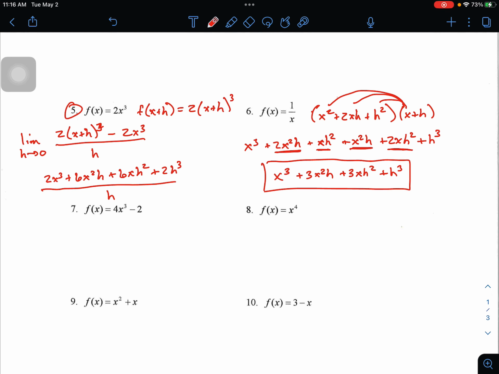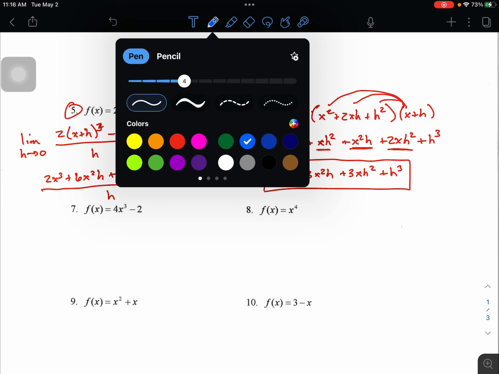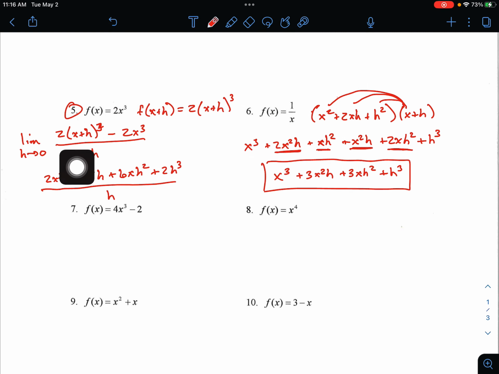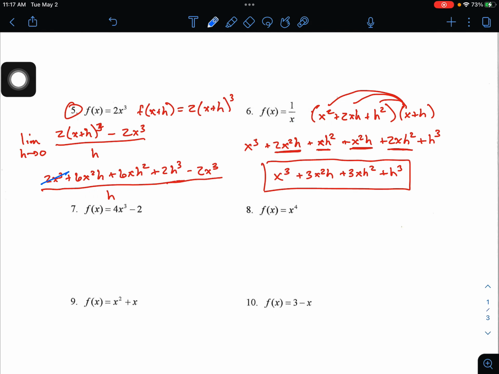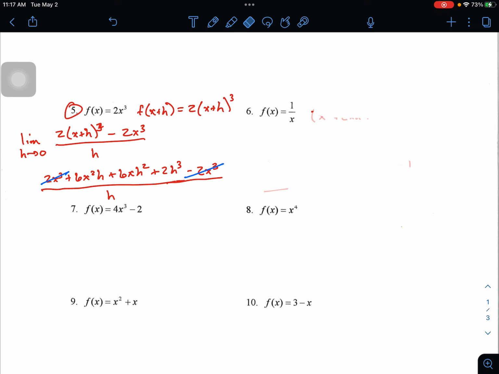And so now if we start cleaning this up, oh, almost forgot one thing. Before we start cleaning it up, don't forget, that's this part of the equation. We still have that minus 2x cubed at the end. That's still there. Now we can start cleaning stuff up. 2x cubed and negative 2x cubed are going to cancel out. Let me get rid of this stuff over here so we've got some room.